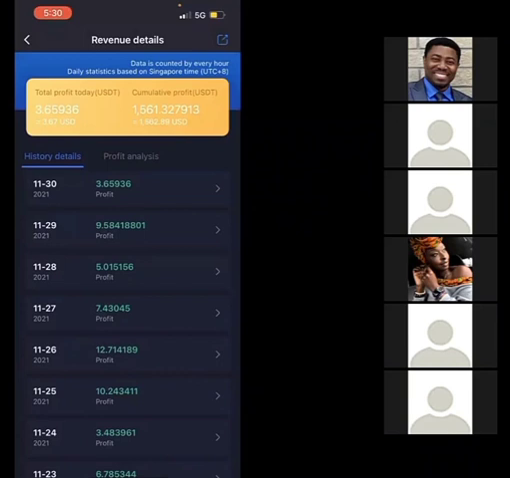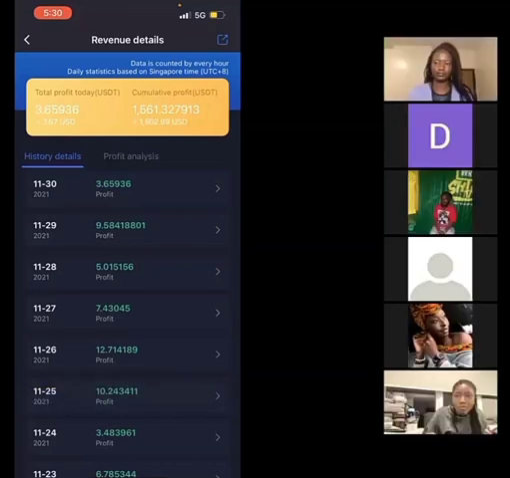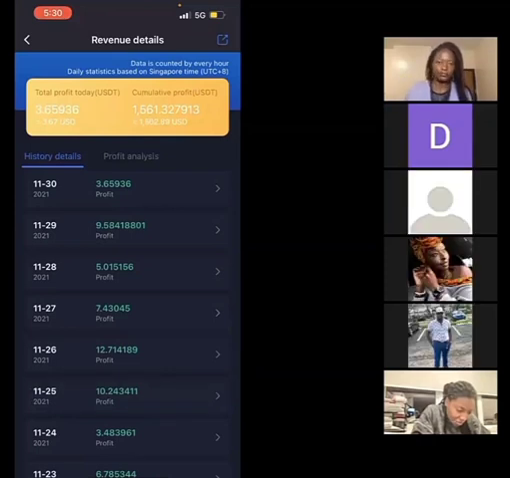Also, when you click on the actual dollar amount on the profit, like let's say on the 30th, they run on Singapore time because the headquarters are over there, so it's 8 hours ahead. That's why it's already on the 30th for them, but it's just barely the 30th for us. But let me just click on this $3.65.